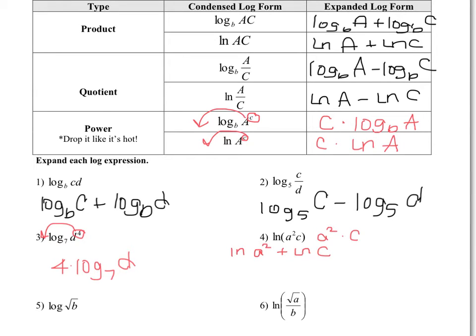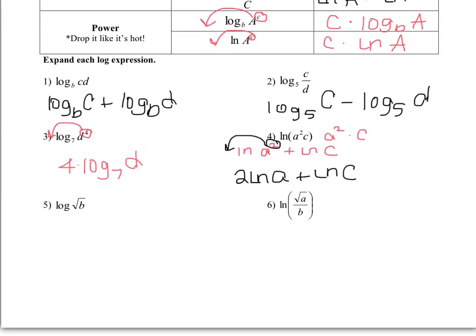Now, some of you may be saying, well, look, in here, this is a power. I've got a squared. So I actually have a power rule for the a, and just the c stays alone. So I've got a product rule here and then a power rule here. So this is like a 2-step problem. Now I got to take the power, drop it in front, drop it like it's hot. So 2 ln a plus ln c would be my final answer.